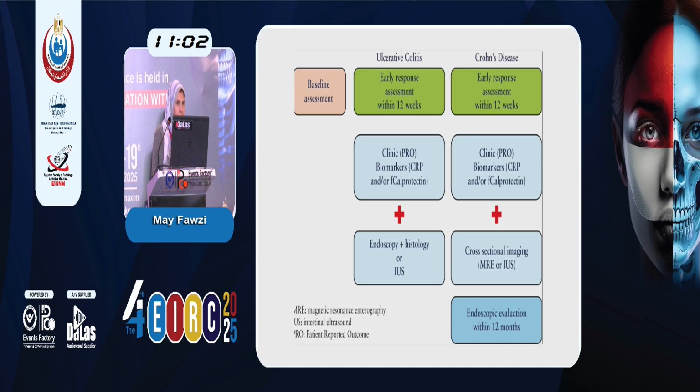And this is a chart showing how to assess response to therapy within 12 weeks. In ulcerative colitis, I need clinical or patient-reported outcomes or biomarkers plus IUS or endoscopy, and in Crohn's disease, biomarkers and clinical assessment with cross-sectional MRE or IUS.